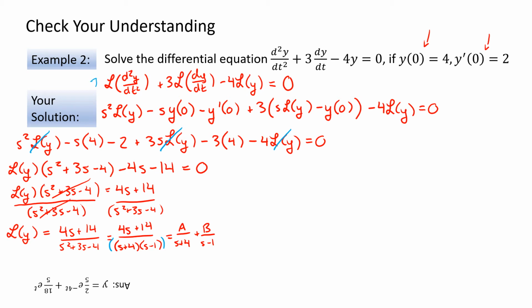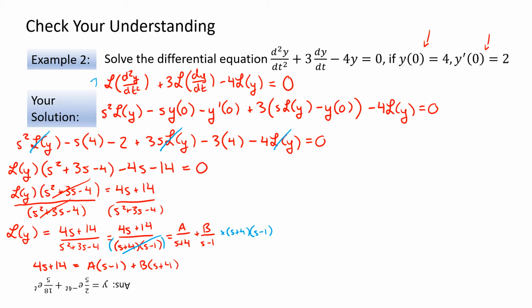So if we do that, we're left with, on the left side, 4s plus 14. And on the right side, we have A times our remaining term, s minus 1, plus B times s plus 4. And that, if you remember, comes from multiplying both sides by s plus 4 and s minus 1. So on this side, those will cancel. On the right-hand side, for A, the first two cancel, s plus 4, but the s minus 1 does not.